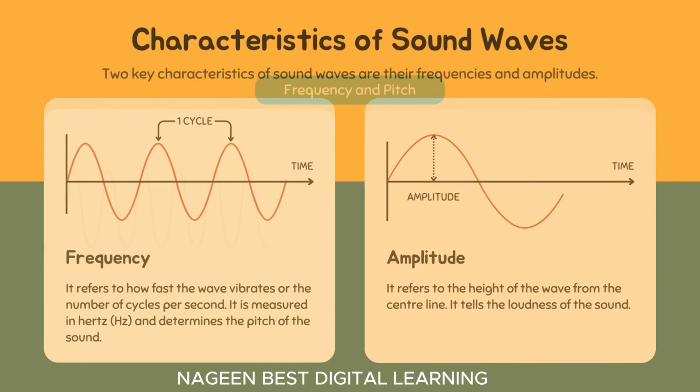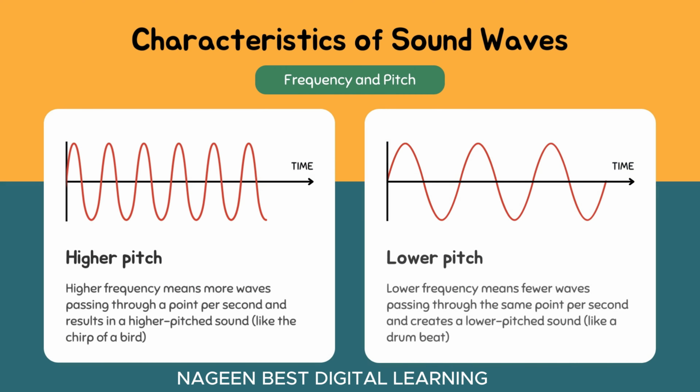Higher pitch. Higher frequency means more waves passing through a point per second and results in a higher pitched sound, like the chirp of a bird. Lower pitch. Lower frequency means fewer waves passing through the same point per second and creates a lower pitched sound, like a drum beat.